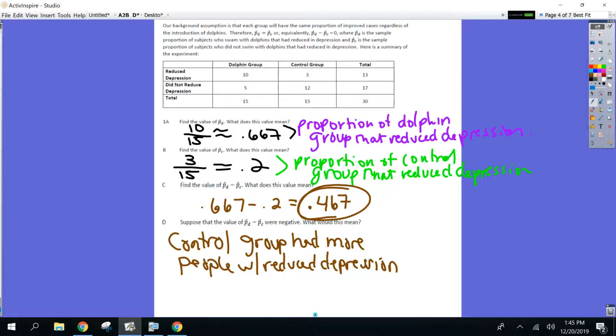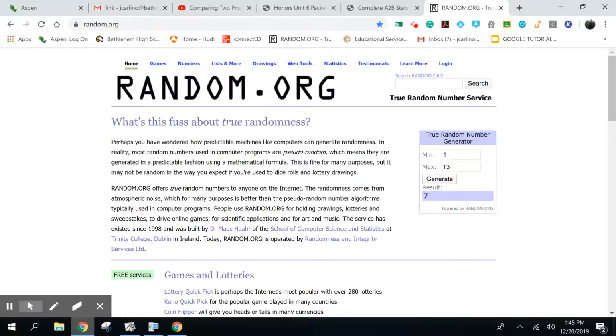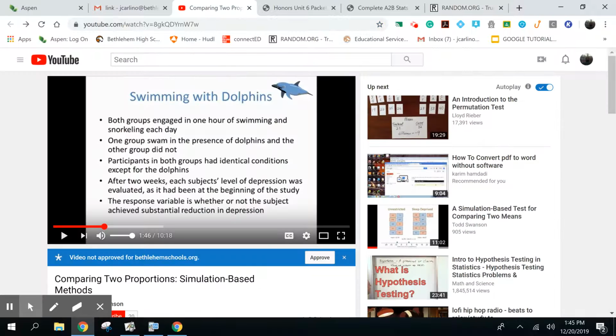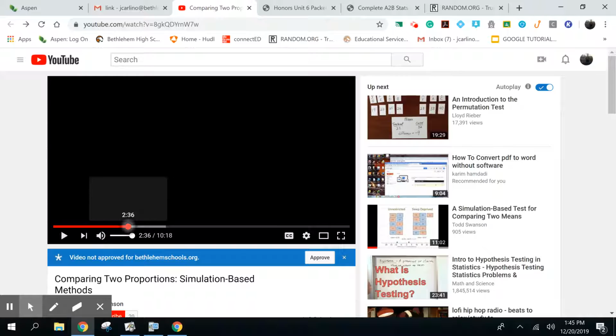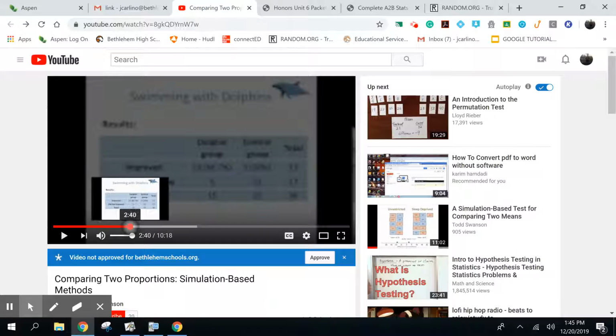Okay, let's actually find out. Was it because of the dolphins? That 47% more in the dolphin group. Was it actually because of the dolphins? All right, here we go. Let's keep watching here and what's going to end up happening. So I'm going to get you guys to the point where they have that chart. He starts talking about the chart a little bit.